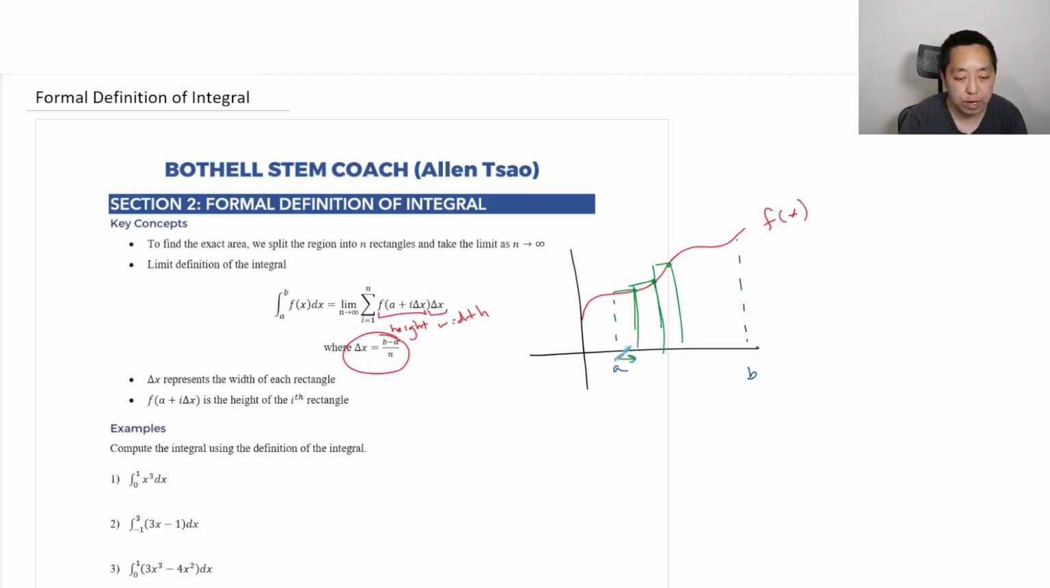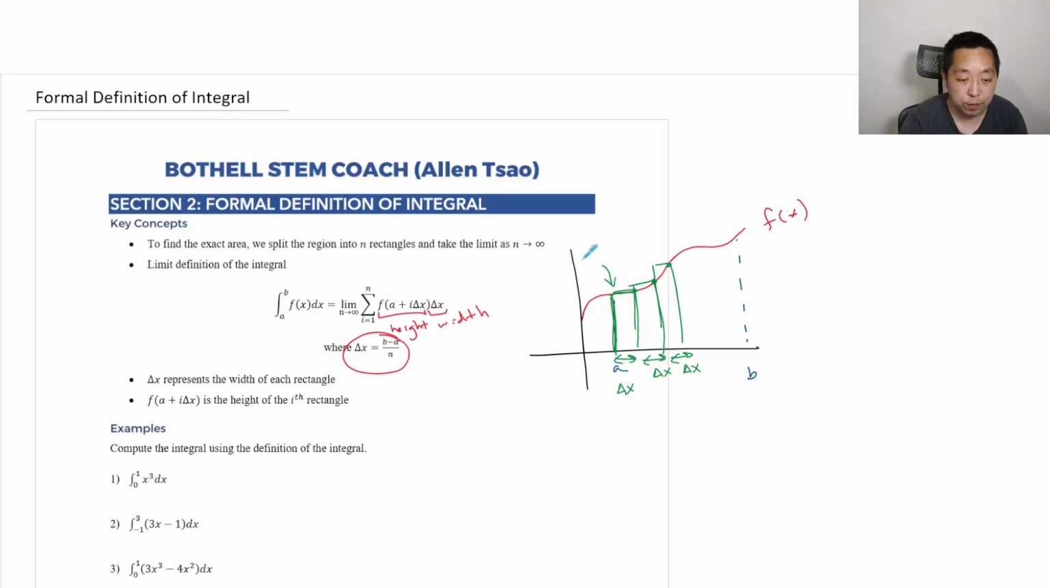So the width of every rectangle we're going to call delta x. The delta is just a notation for difference. You don't have to worry about it; the delta doesn't really mean anything specifically. It's just the symbol we typically use. So that's the width of every rectangle.